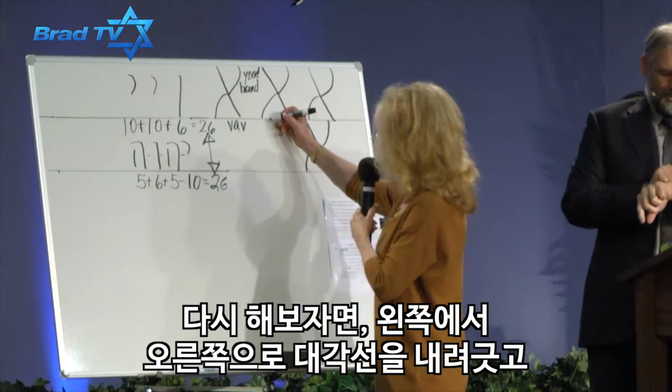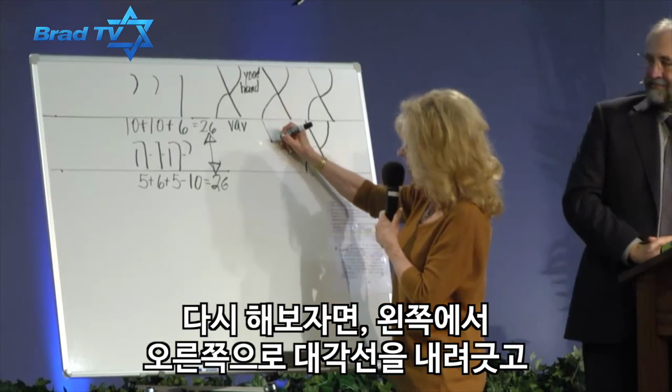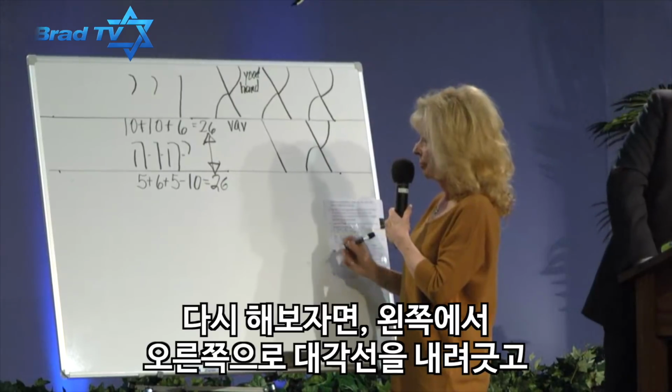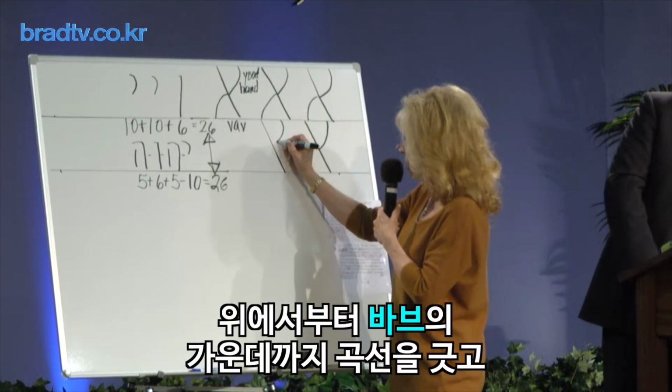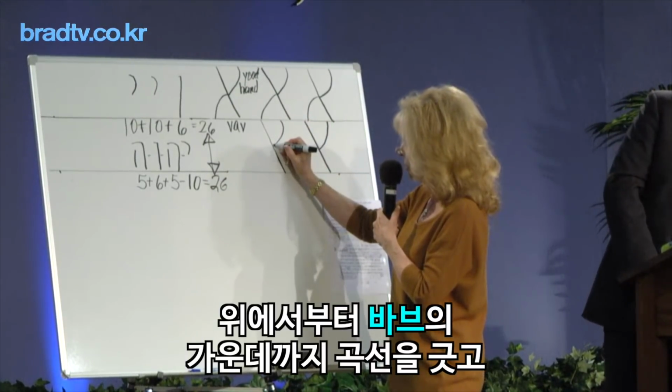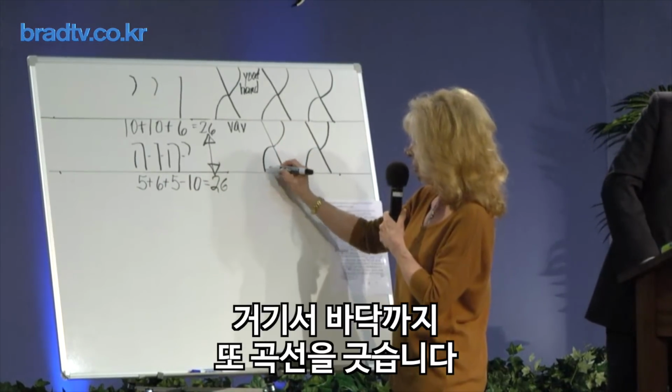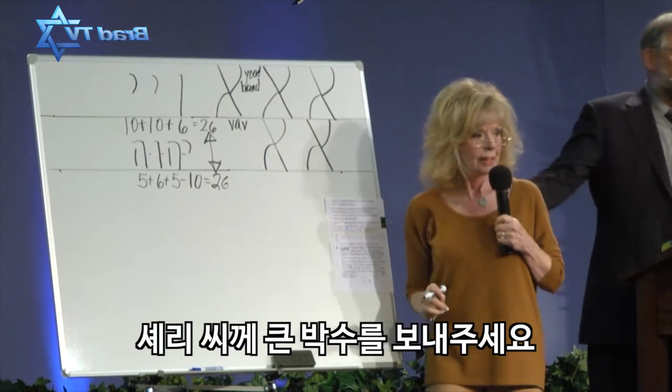Okay, so one more time. It's a straight line slanting from right to left. Come back up to the top, make a curved line to the middle of the Vav and down to the bottom line. Let's give Sherry a big hand.